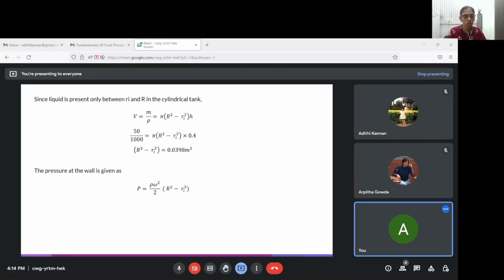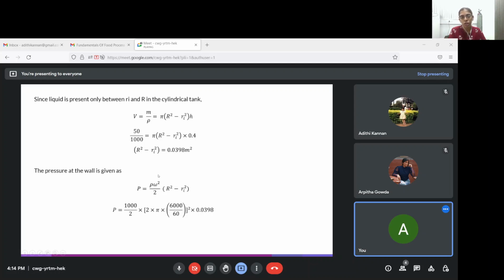So moving on. The pressure, as we derived, is equal to rho omega square by 2 into r square minus ra square. Now you have rho, you have omega, and r square minus ra square derived from the density-volume relationship. So pressure is equal to rho by 2, that is 1000 divided by 2, into omega square.